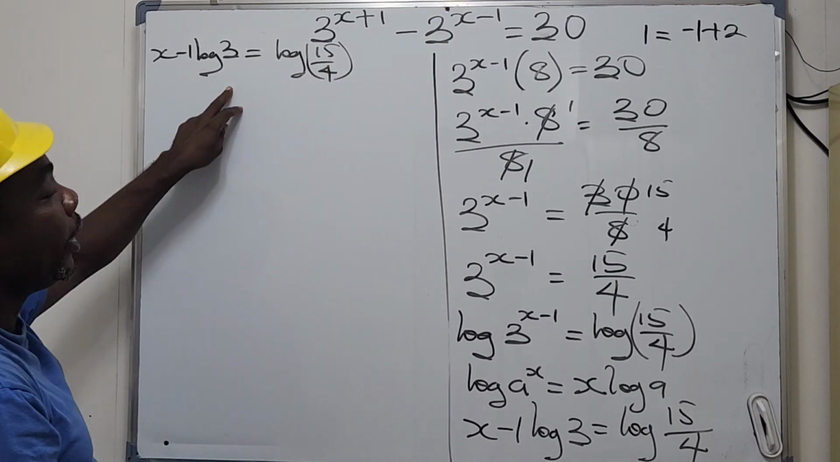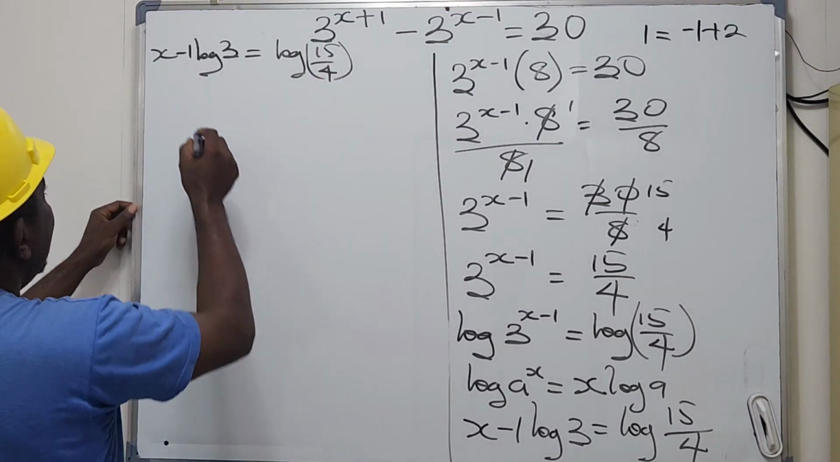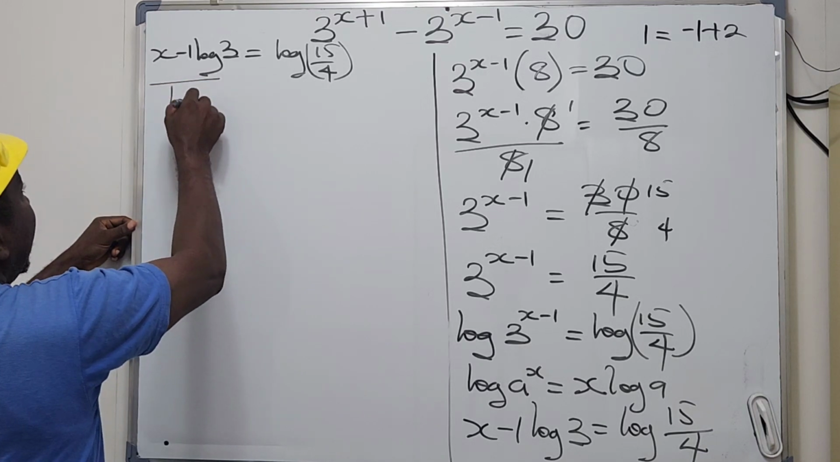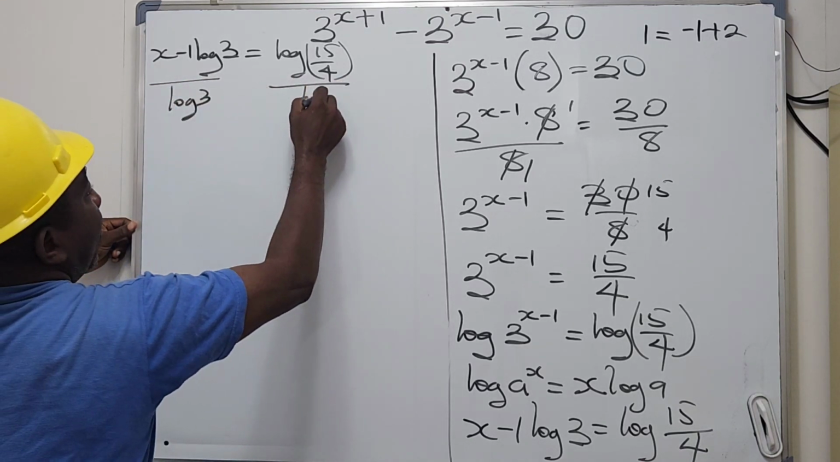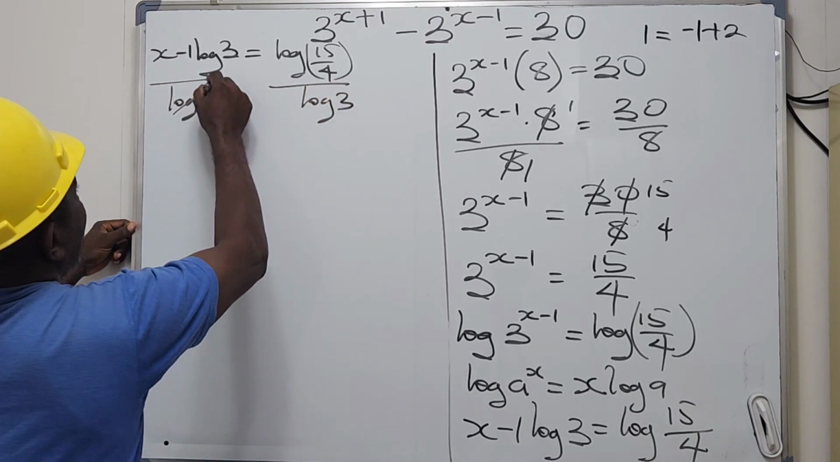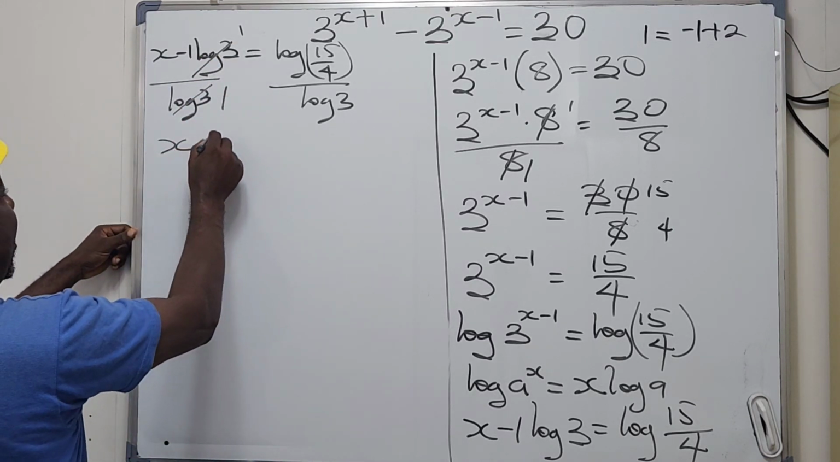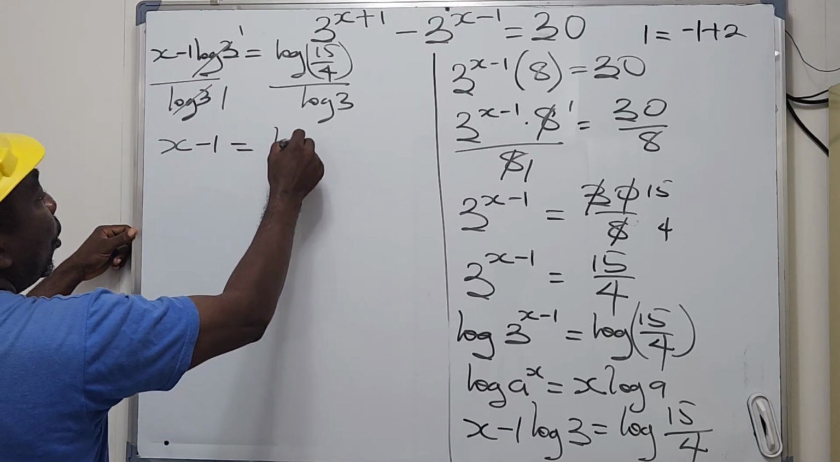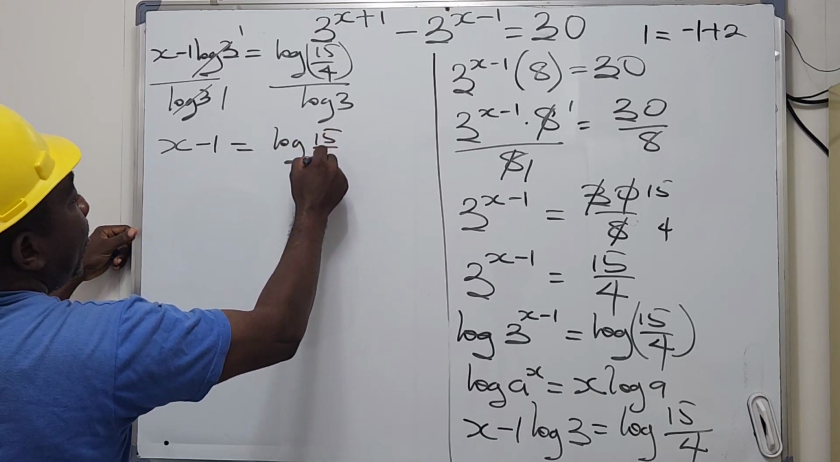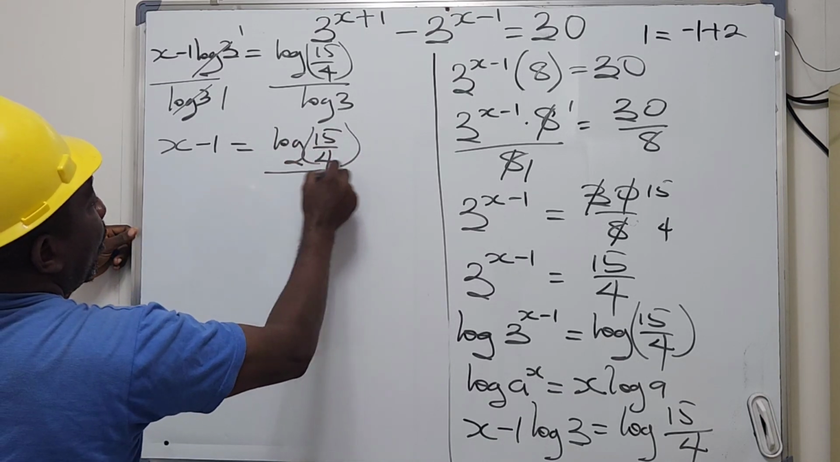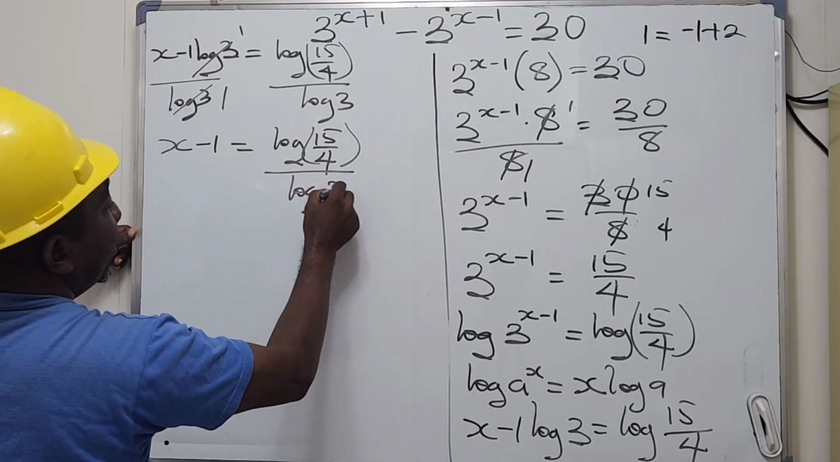So here we need to divide both sides by log 3. So this will be divided by log 3 and this divided by log 3. Log 3 will cancel here and log 3 will cancel here. We are now left with x minus 1 equals log 15 divided by 4, all divided by log 3.